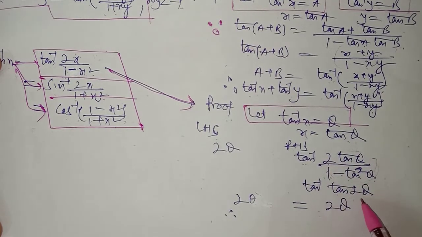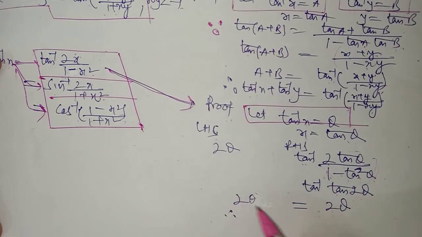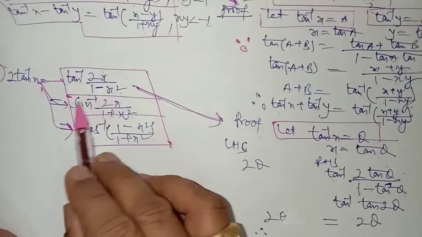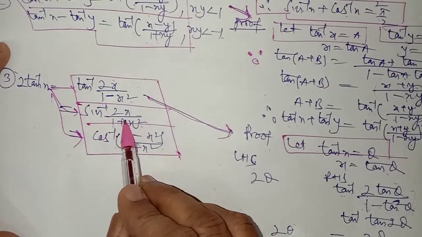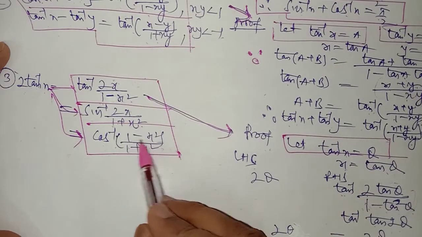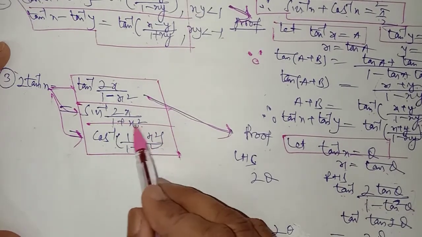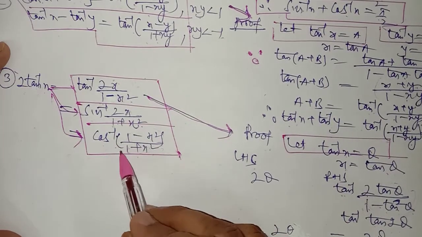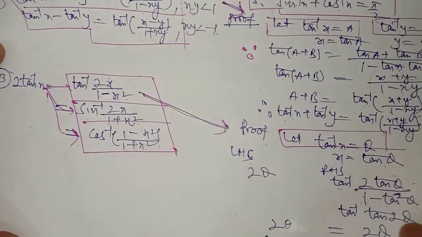So tan inverse tan 2 theta is 2 theta. So left hand side is equal to 2 theta, right hand side is equal to 2 theta. So we can say that they are equal to each other. Similarly, this will become 2 theta, this will become 2 theta. We'll put the value of x as tan theta here. You will get 1 minus tan square upon 1 plus tan square, which will equal cos 2 theta, and cos inverse cos 2 theta is equal to 2 theta.